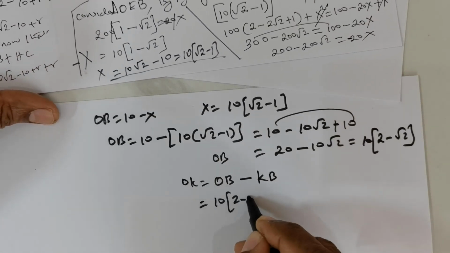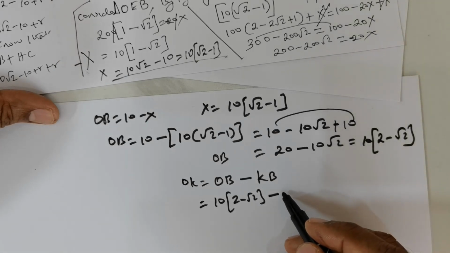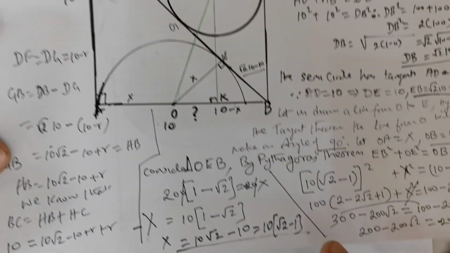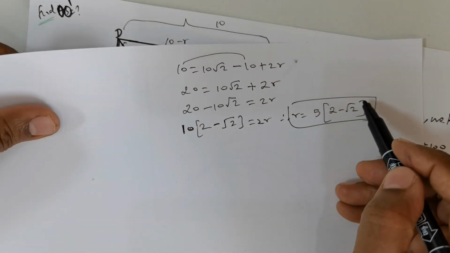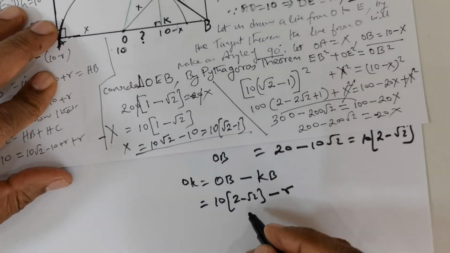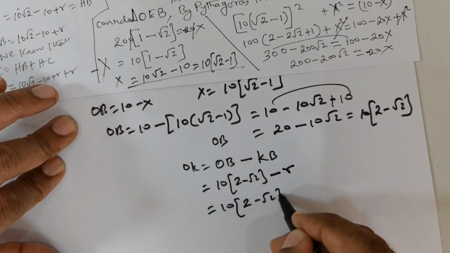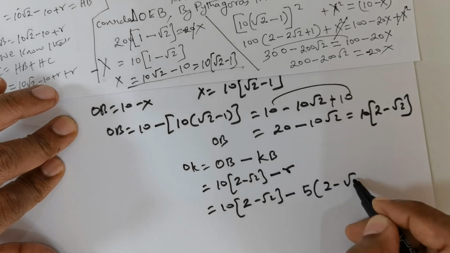So OB is 10 times of 2 negative root 2, negative KB, which is equal to R. But I've got the value of R. What's the value of R? The value of R is this. So substitute that. This is equal to 10 times of 2 negative root 2 negative 5 times of 2 negative root 2.